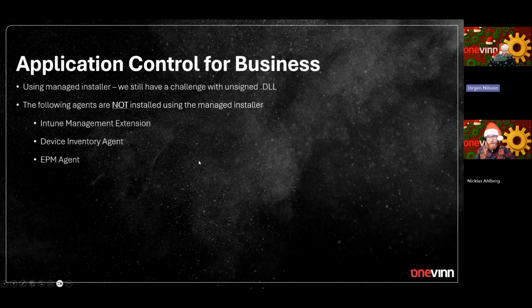So when we deploy application control for business, I can only say that the right way of doing it is using the managed installer, which means that everything that comes down through Intune and the Intune management extension is tagged with an extra file attribute that it is allowed to run. That's the easy part. The challenge we have is that some DLLs are not signed.